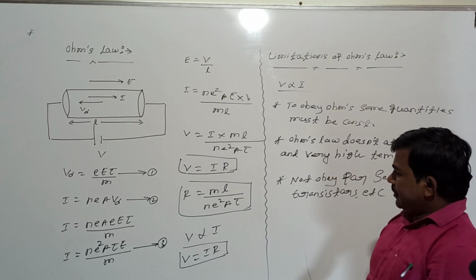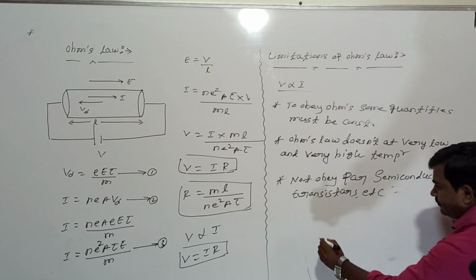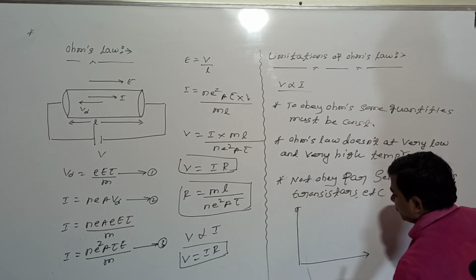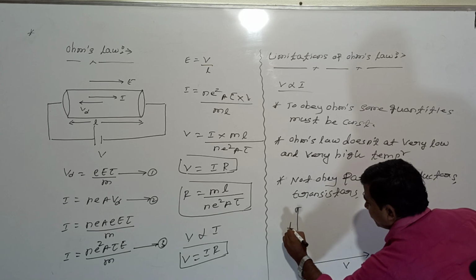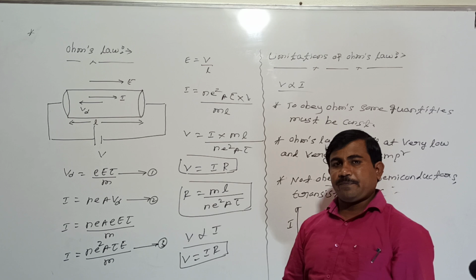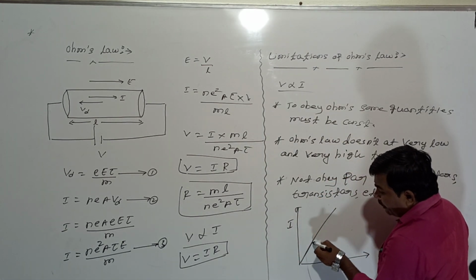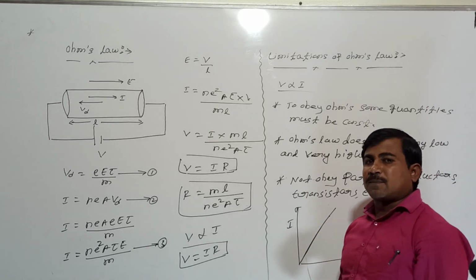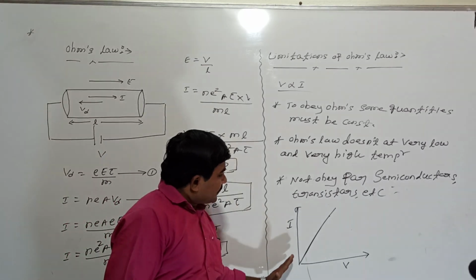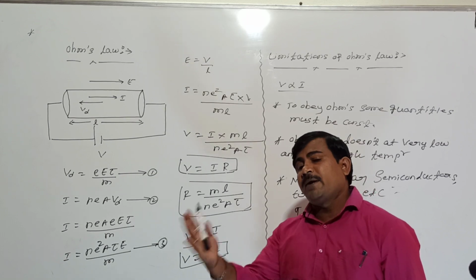See here, from this graph, we are taking V directly proportional to I. Voltage is on one axis and current on the other. This is the nature of the graph. Students, the nature of this graph changes with the passage of time. V directly proportional to I is only valid for a certain time in a metallic conductor.